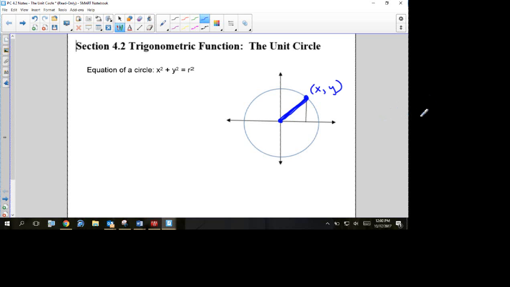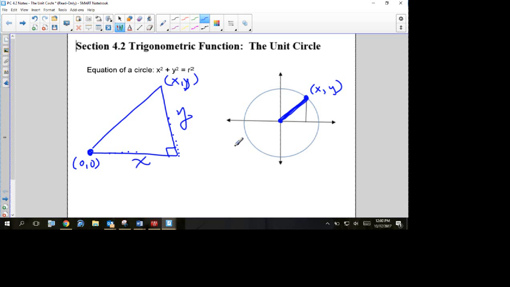To get to that ordered pair x, y, I'm going to draw it bigger so I can write bigger. To get to that ordered pair x, y from 0, 0, I will start at 0, 0 and go to the right. How far? x. And then I will go straight up from there, making a 90 degree angle. Straight up, how far? y. So the length of this horizontal part of the triangle is x long. The length of the vertical part is y long.